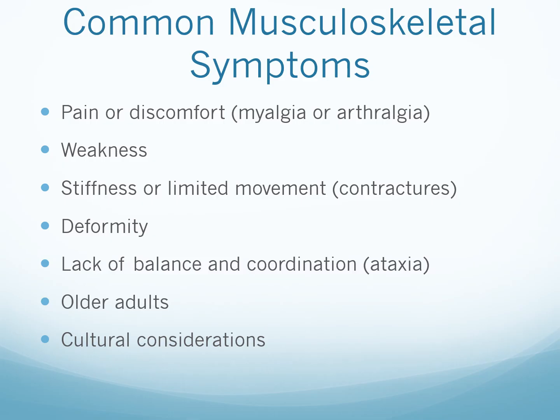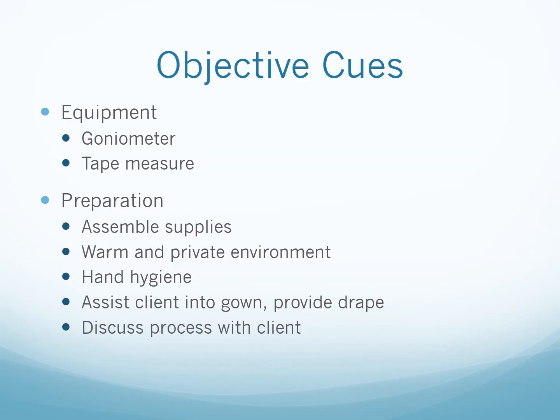Cultural and occupational factors can also affect musculoskeletal health through activity level, repetitive movements, access to care, nutrition, and exercise habits. So we combine subjective symptoms with objective findings to determine how musculoskeletal issues are affecting function, safety, and quality of life. Now we're getting into the objective portion of the musculoskeletal assessment, including the equipment needed and how to properly prepare both the environment and the patient.